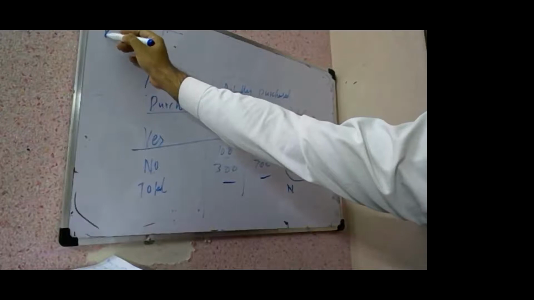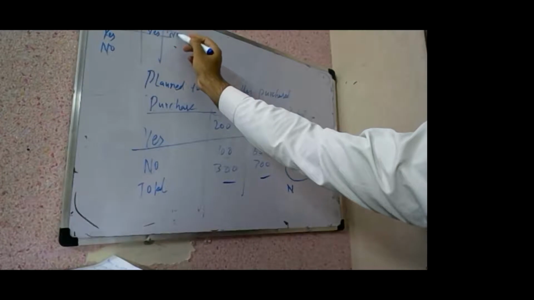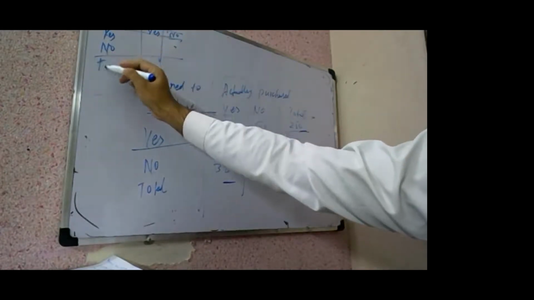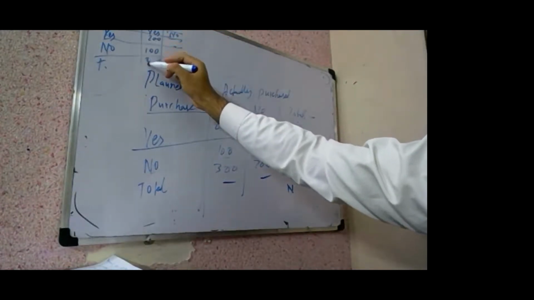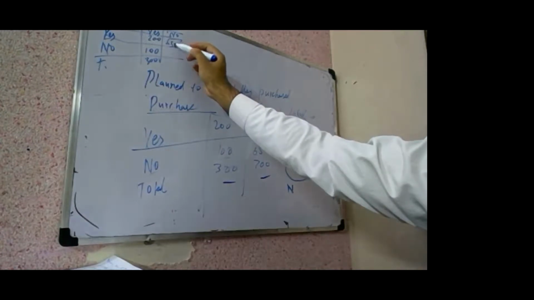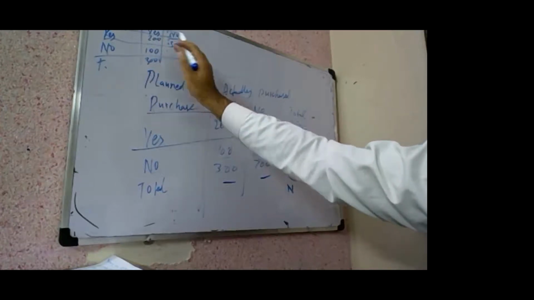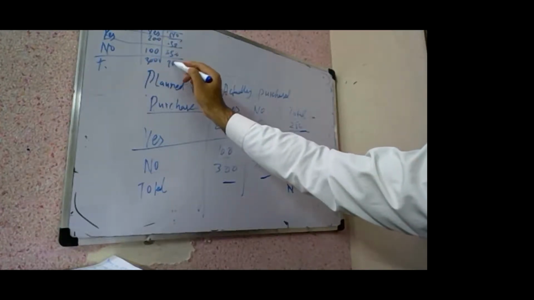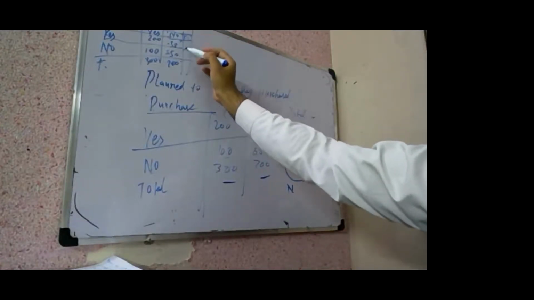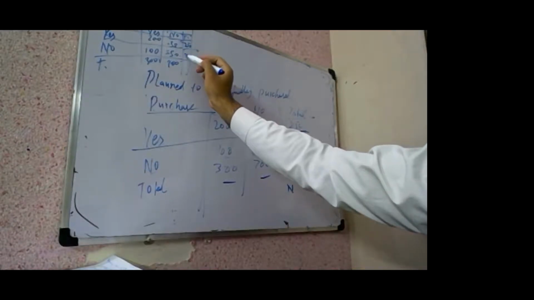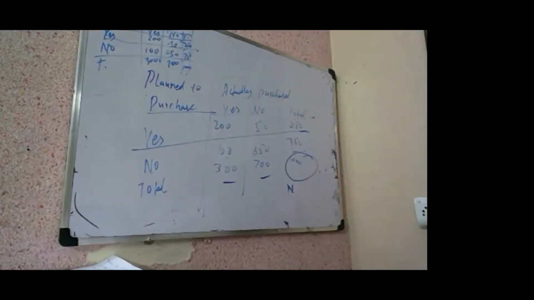Yes, no, yes, no, total. So that's 200, 100, 300, 50 and 650, 700, and that's total 250, 750, and total is 1000. So let's make a diagram.